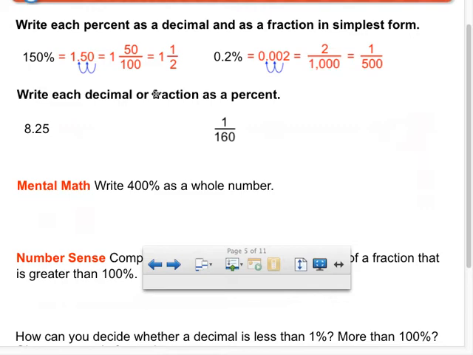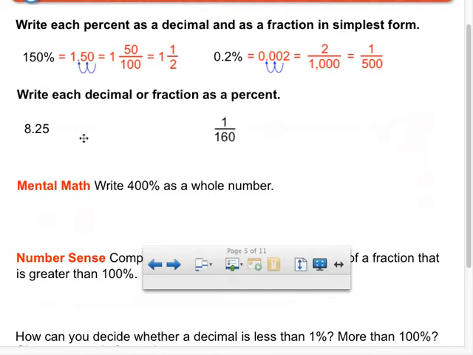So think about this. If I'm rewriting a percent as a decimal, I move the decimal away from the percent sign. If I'm rewriting a decimal as a percent, I'm going to move it toward the percent sign. Do you guys understand? So who can share with the class what this first problem is going to be? What is this written as a percent?